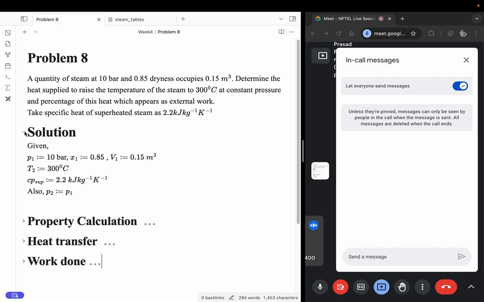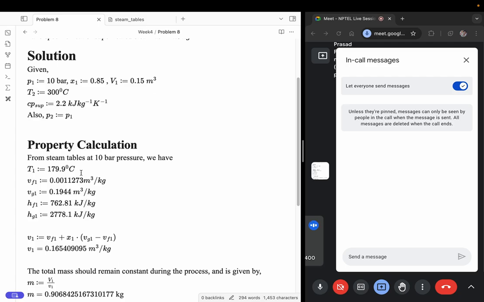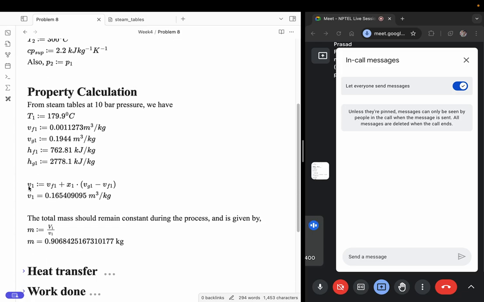Okay, so the initial pressure is given and P2 is equal to P1. The first step is to determine the properties. The initial temperature is the saturated temperature at 10 bar pressure, which is 179.9. The saturated liquid and saturated vapor specific volumes and other values you take from there, from which you can calculate the specific volume using this particular relation. The total mass should remain constant during the process. You are assuming that the mass is not leaving the system, from which you get the mass to be 0.9068 kilograms.